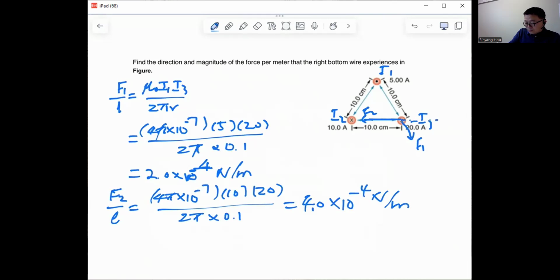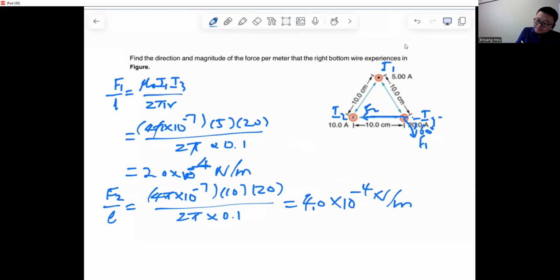And its direction over here is 60 degrees, because it's an equilateral triangle. So F1 over L times cosine of 60, which will be half. Cosine 60 is half. Half of that should be 2.0 times 10 to the minus 4 newtons per meter.